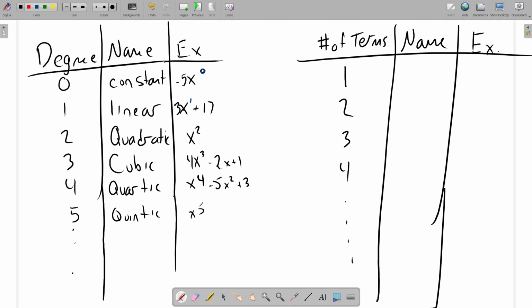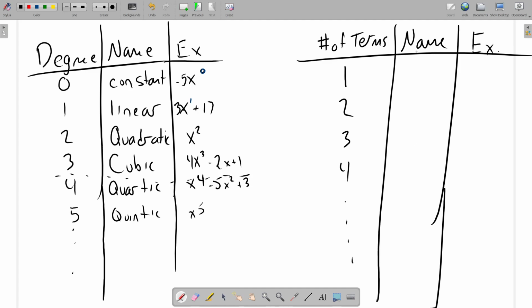But now we're getting into the area where a lot of textbooks will call it polynomial of degree 5, polynomial of degree 6, polynomial of degree 7, and so on. So really, once you get to cubic, the naming scheme becomes less important. Alright, so we have names based on the degree: constant, linear, quadratic, the big one, and cubic. And then quartic and quintic and so on if you want to know those.